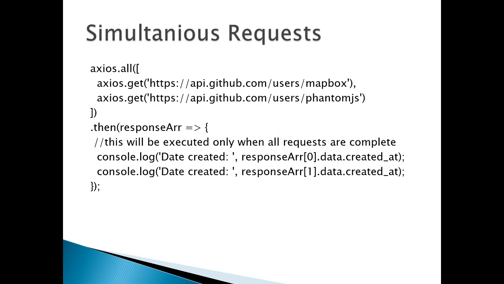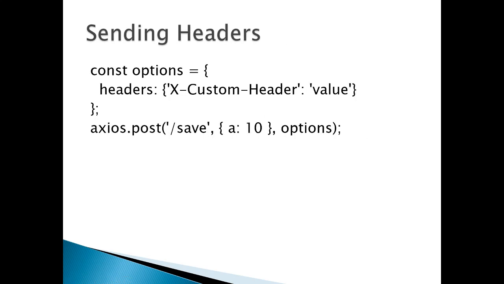You can send simultaneous requests. You can send 2-3 requests and receive them combined. For example, with axios.all, you are sending two get requests to two different links, and you are receiving those as basically an array of index 0 and 1. On index 0 it will provide you this Mapbox, and on index 1 it will provide you PhantomJS. So these are the two requests at a time that can be sent using axios.all.